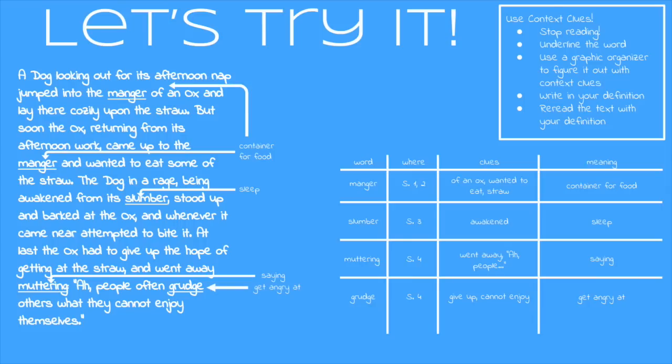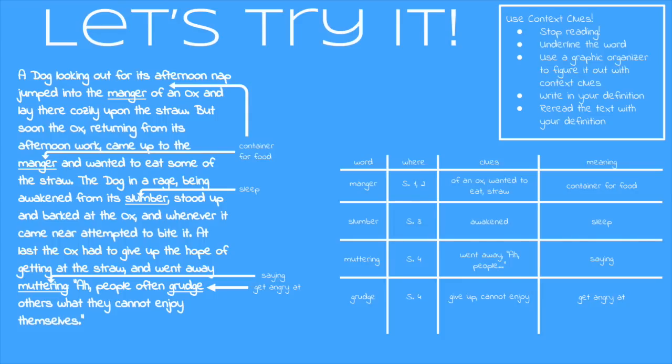Okay, now that we have all of our definitions written down by the text, we're ready to reread the text with our definitions. Let's go. A dog, looking out for its afternoon nap, jumped into the container for food of an ox and lay there cozily upon the straw. But soon the ox, returning from its afternoon work, came up to the container for food and wanted to eat some of the straw. The dog, in a rage, being awakened from its slumber, stood up and barked at the ox.